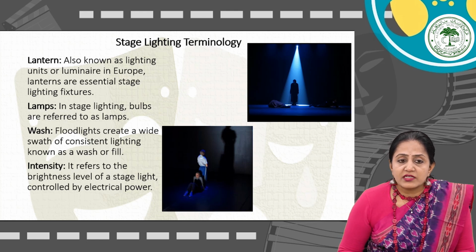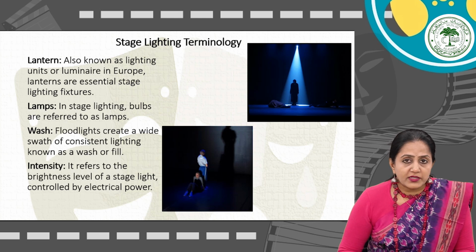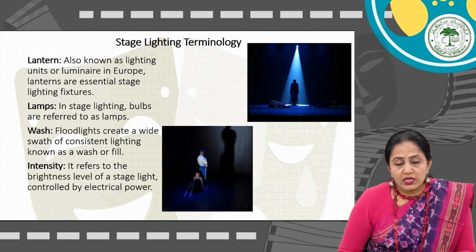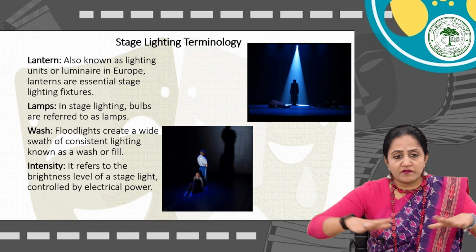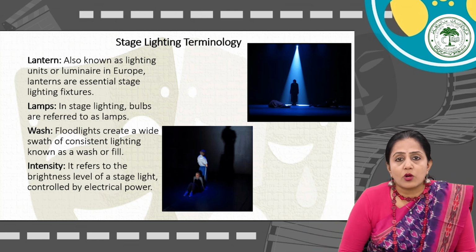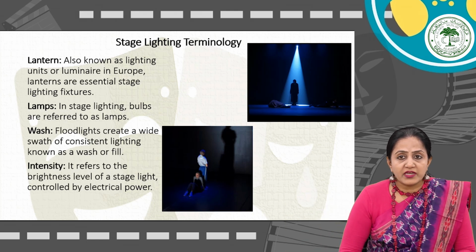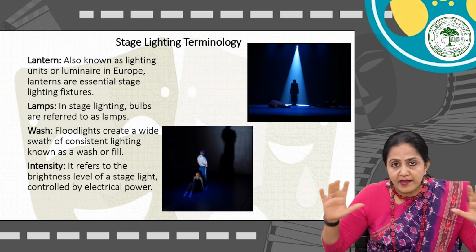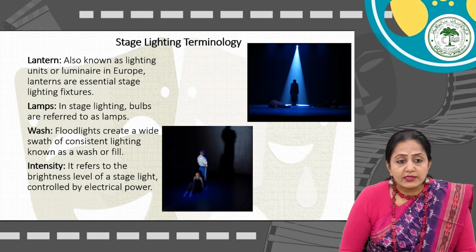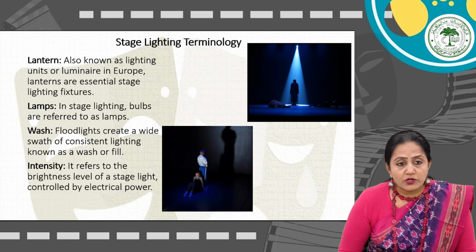Then lamps: in stage lighting, bulbs are referred to as lamps. We don't call them bulbs, but we call them lamps in the context of stage lighting. So floodlights create a wide swath of consistent lighting known as wash or fill. When you have a kind of light that fills the entire space of the stage, that light is called wash.